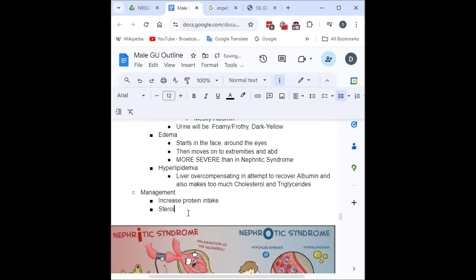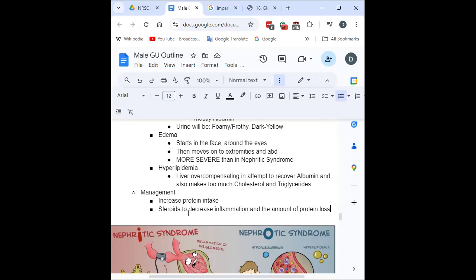Yeah, you can do steroids, to decrease the inflammation and the amount of protein loss, because if you have less inflammation, you're going to then have less capillary leakage, which means less permeability, which means less protein escaping.